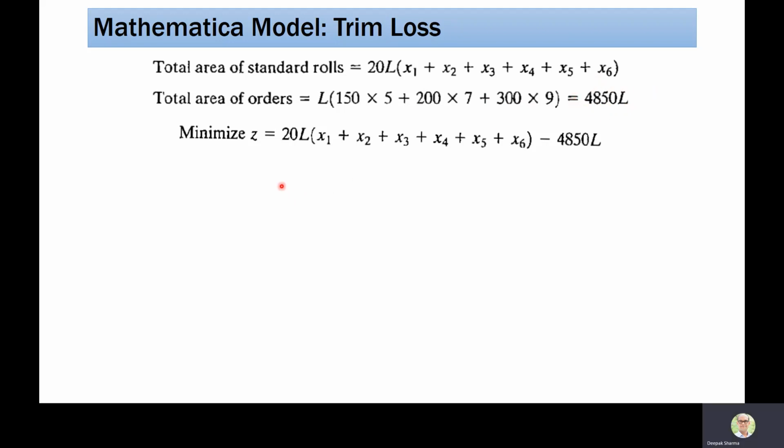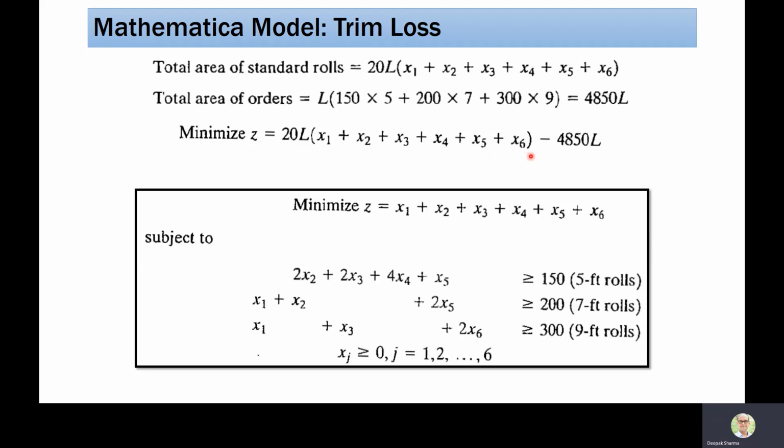What we want to minimize is the loss, because this is what we are going to use. So the loss is 20L times the sum of all the slits minus 4850L. This much is the amount which we are going to use. Whatever is left over will become the trim loss.